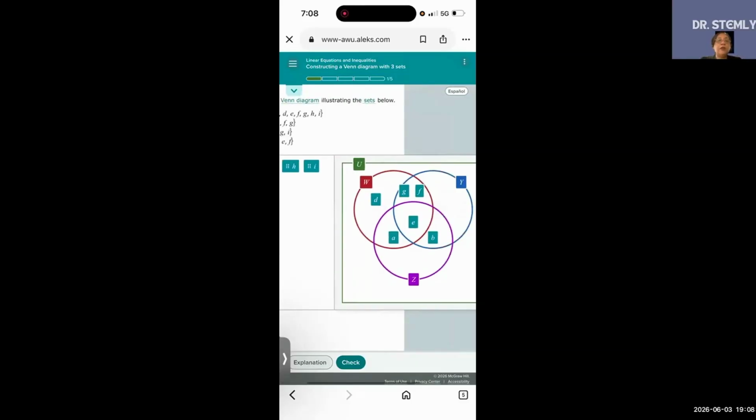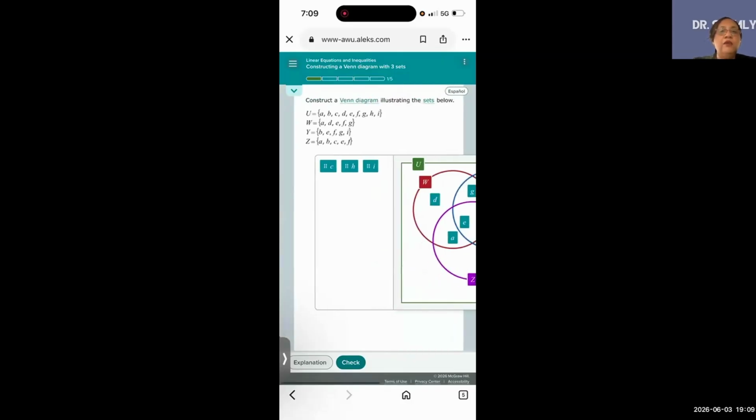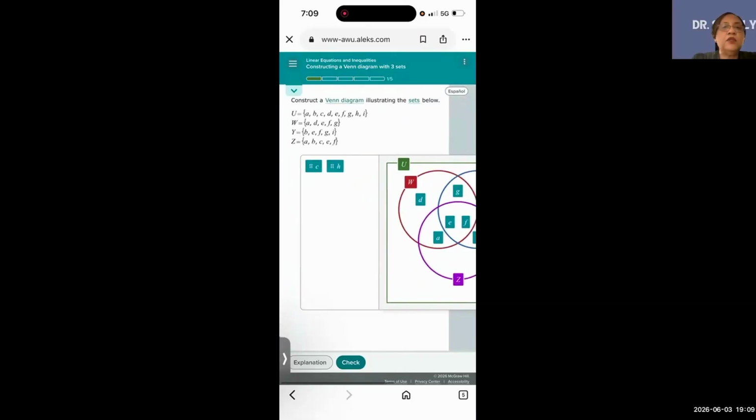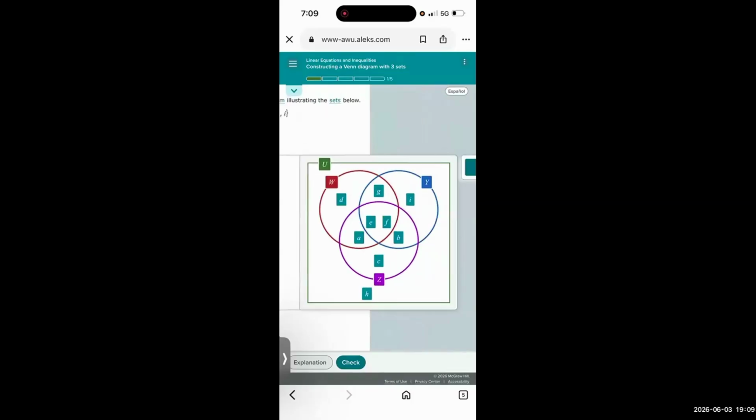So then F is in the wrong spot. And then what's next for Y? And then what about G? All righty. Check it over one more time.